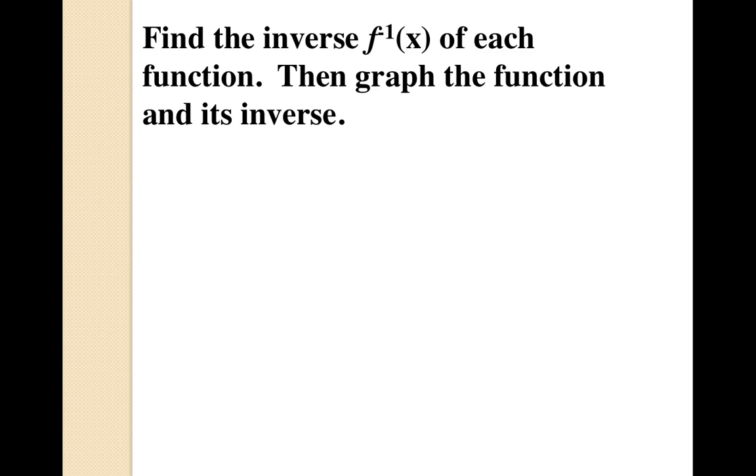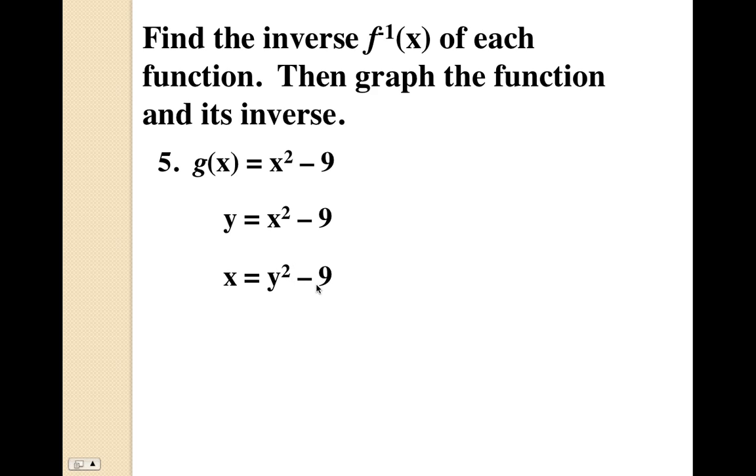Alright, so finding the inverse function of a given function and then graphing. This time, I want to look at one in which we have an exponent. So if g of x is equal to x squared minus 9, step 1, change g of x to y. Step 2, switch x and y. Notice that the exponent stays where the minus 9 is. The only thing that's switching is the letters. Nothing else moves.